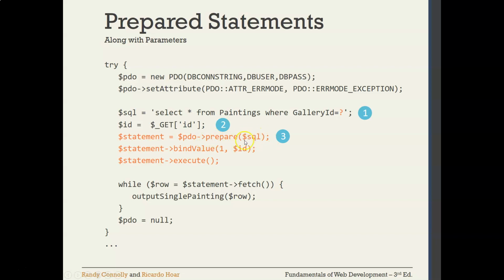You can see prepare takes an SQL statement, and it returns a statement object. That statement object has a bind value method that we can use. And this bind value is how we, in a sense, populate this question mark with data. The one here means the first question mark. We might have more than one, and then it would be 1, 2, 3, etc. Then the data value that we want to bind into this. And then we actually run the query or execute the statement.